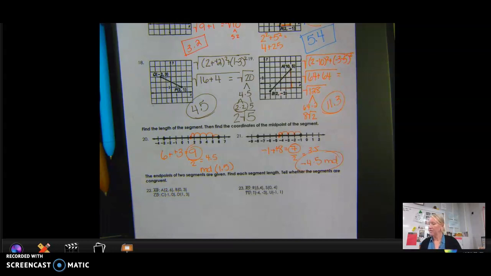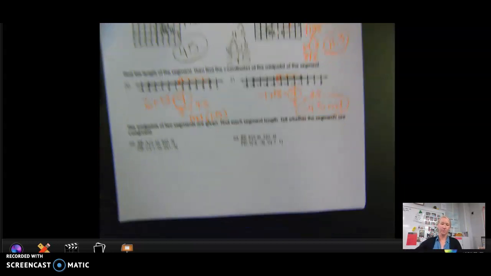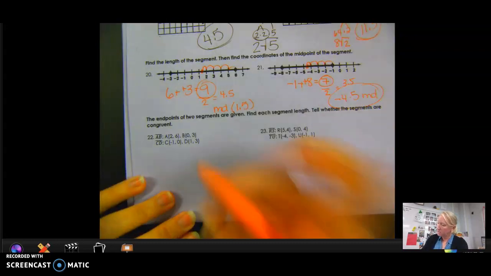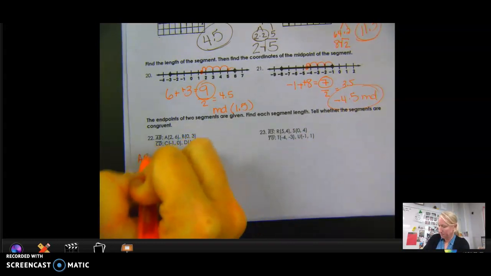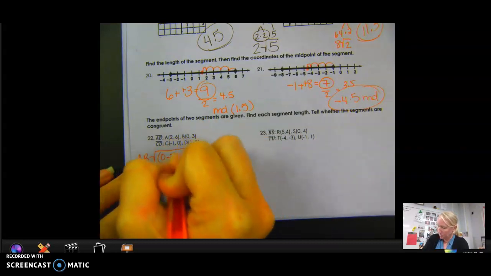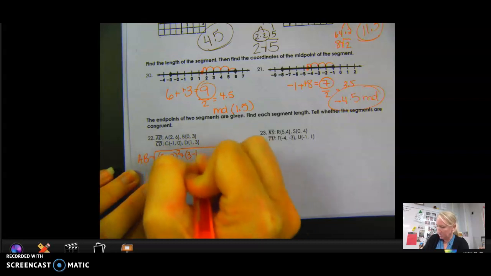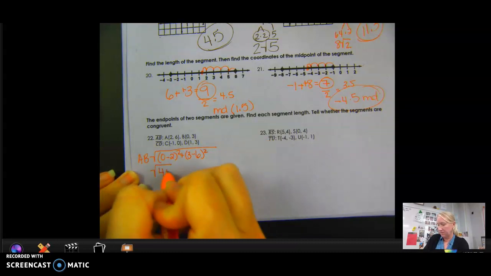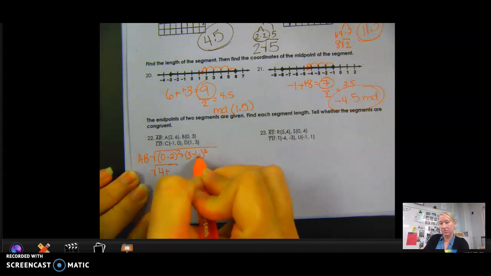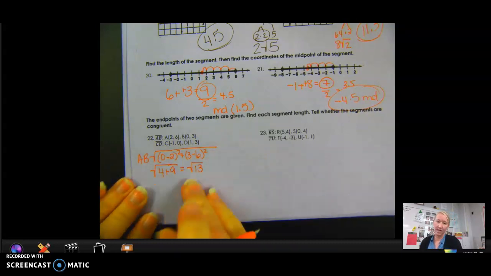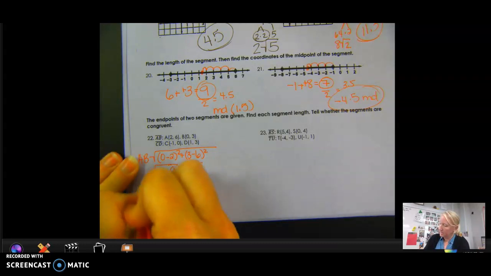All right. The endpoints of two segments are given. Find each segment length and tell whether they are congruent. Okay, so essentially you're just doing a couple distance formulas here. So I'm going to start with AB, big square root, and do x2 minus x1 squared plus y2 minus y1 squared. That's -2 squared, which is 4, plus 3 minus 6 is -3. -3 squared is 9. That's the square root of 13. I'm going to leave it like that. That's reduced radical.